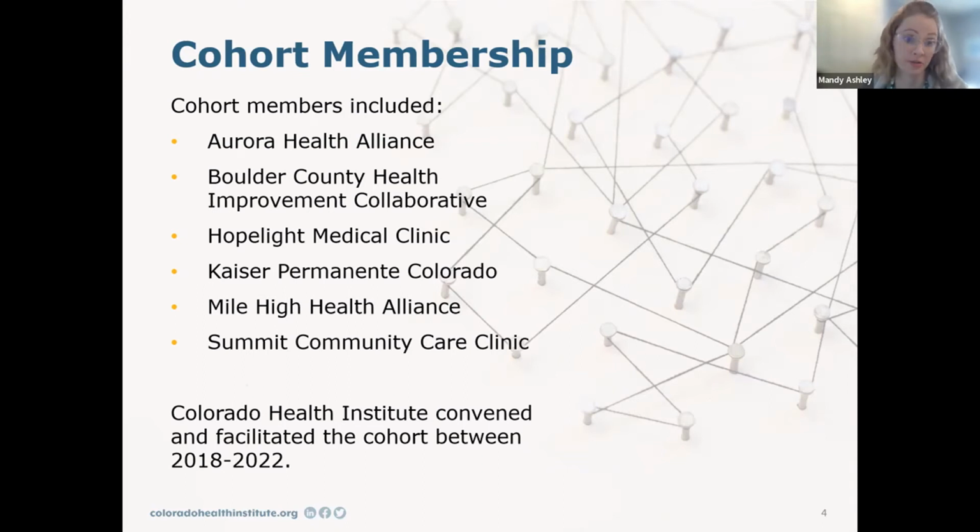I just wanted to note that thanks to the Mile High Health Alliance, the Aurora Health Alliance, and BCHIC, the Boulder County Health Improvement Collaborative, were looped into this work. We had originally applied, but were not included in the original group, but we are thrilled to eventually be looped in.